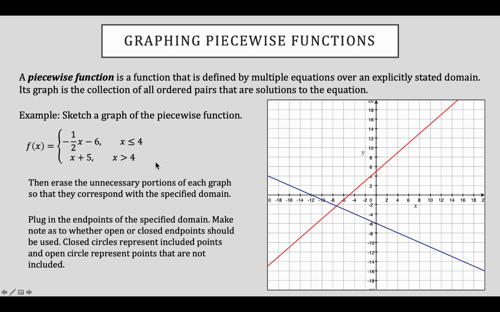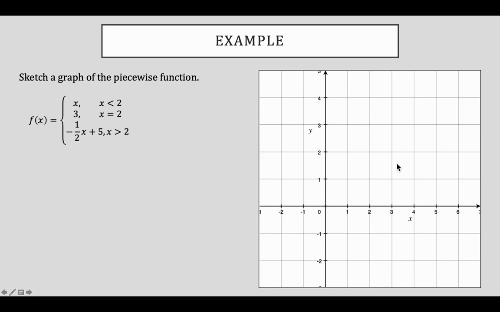All right, following those steps should leave us with a graph that looks just like this. Again, notice that I have the closed endpoint at 4, -8, and I have the open endpoint at 4, 9. Let's try one more here. Sketch a graph of the piecewise function. Notice that this piecewise function actually has 3 pieces to it.